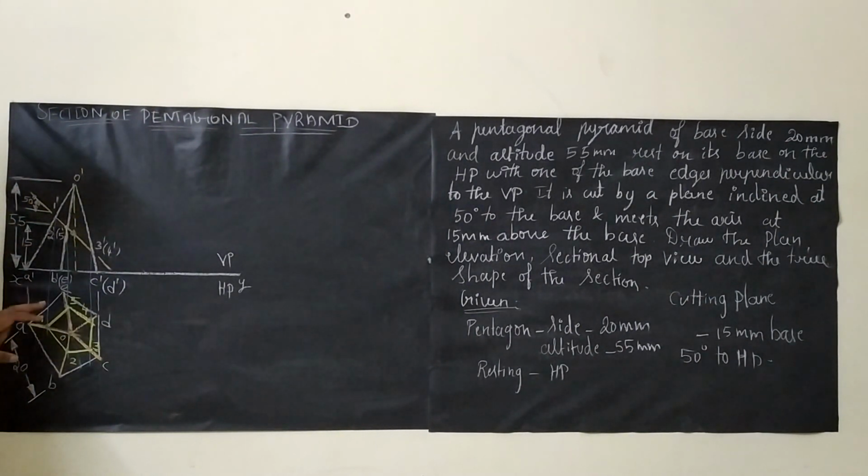Similarly, 2 dash will be lying between O dash and B dash. When you extend this point vertically, on OB we will get 2 and on OC we will get 3. If you extend this point vertically, in OC we will get 3, in OD we will get 4, and in OE we will get 5. So these are the 5 points which we got in the sectional top view.